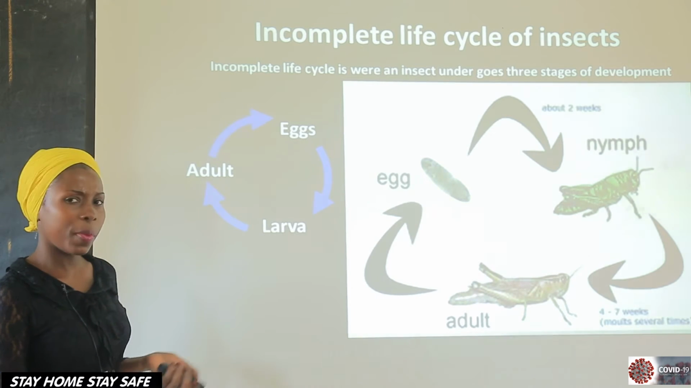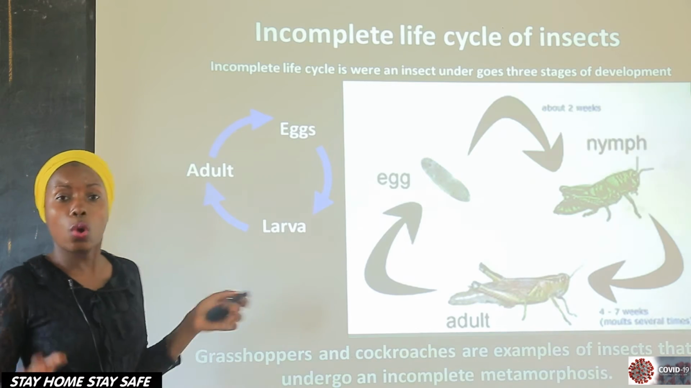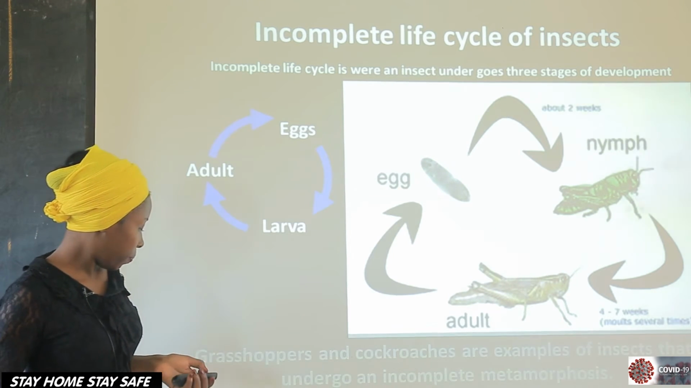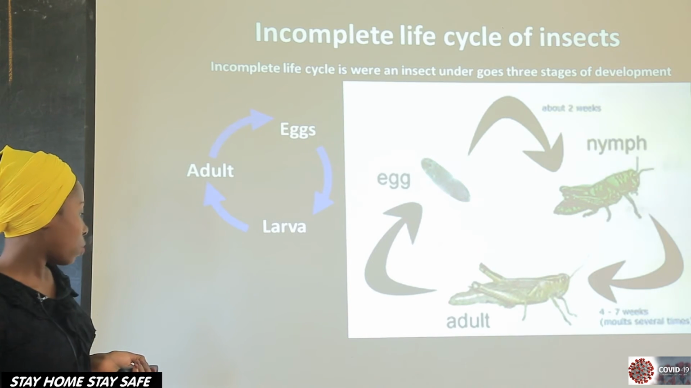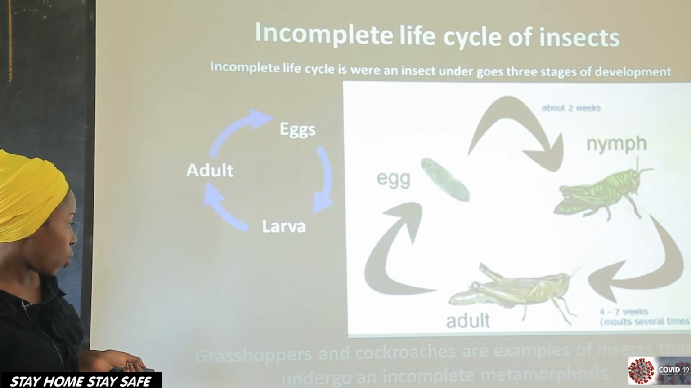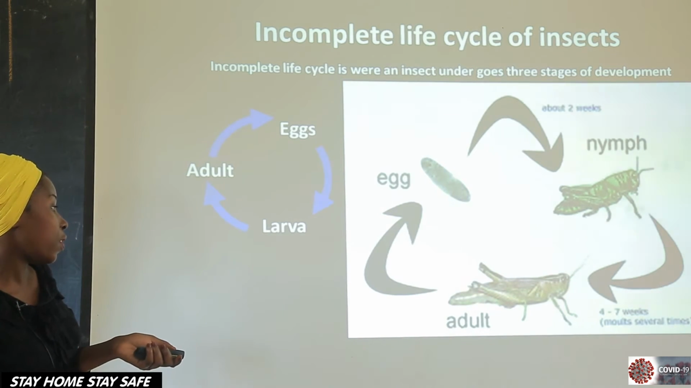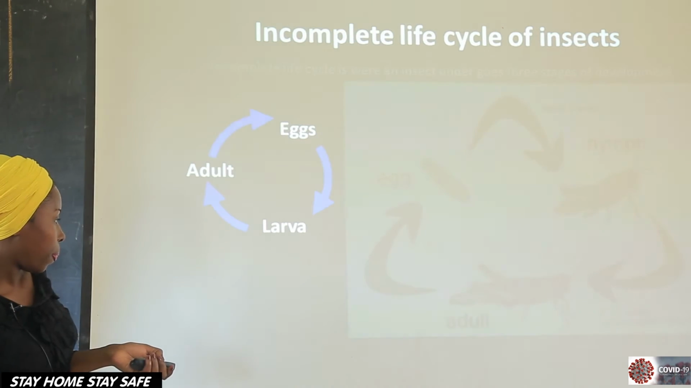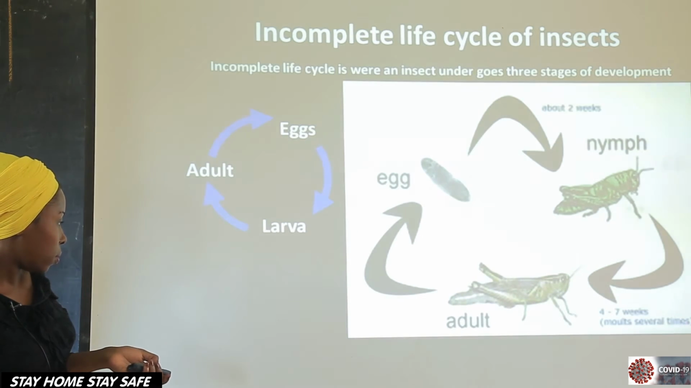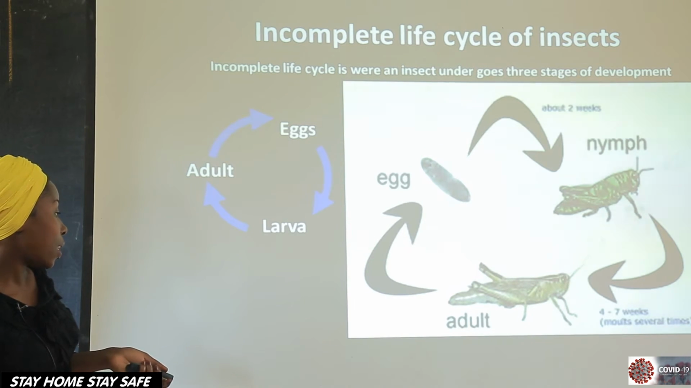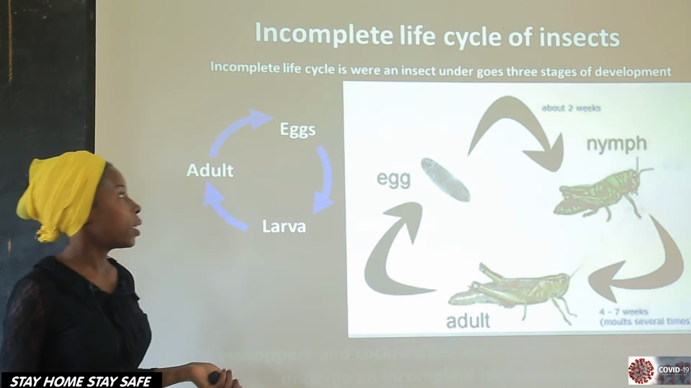There are some other insects that undergo the incomplete life cycle that only has 3 stages. Okay, let's look at them. Yes, we have grasshoppers. Grasshoppers and cockroaches are examples of insects that undergo incomplete life cycle.